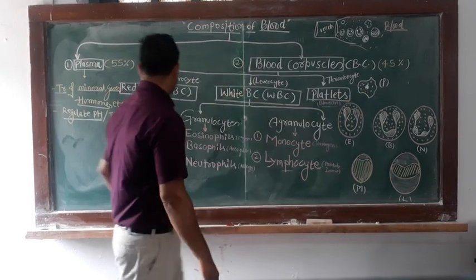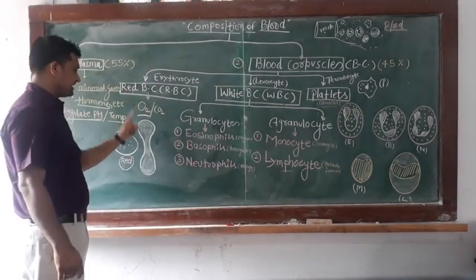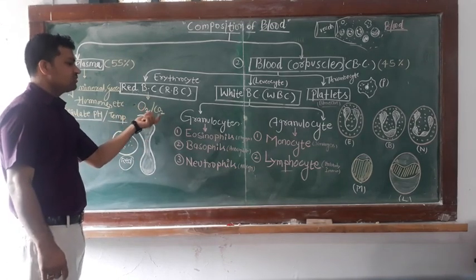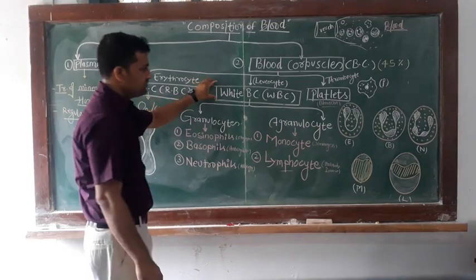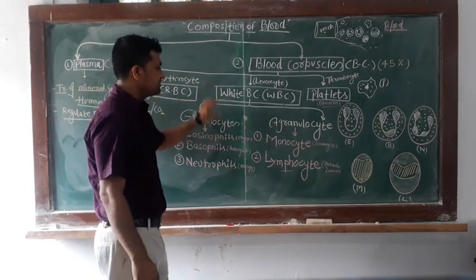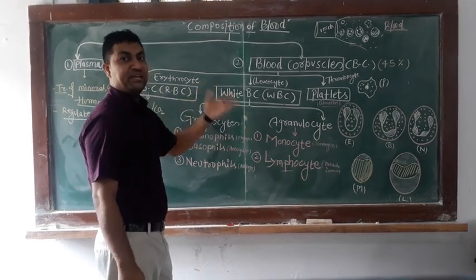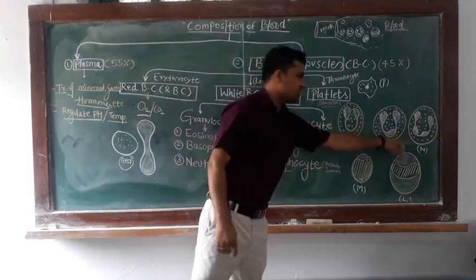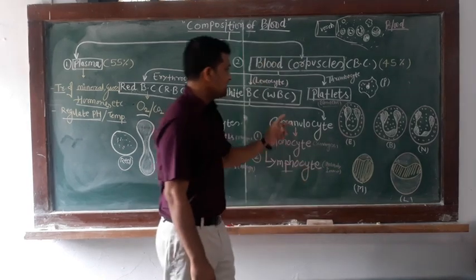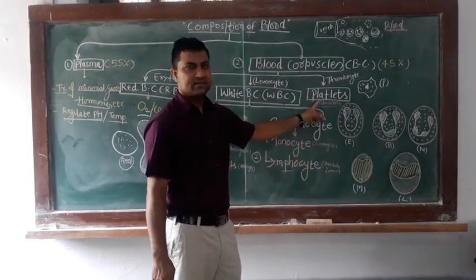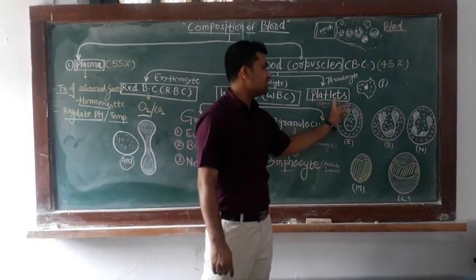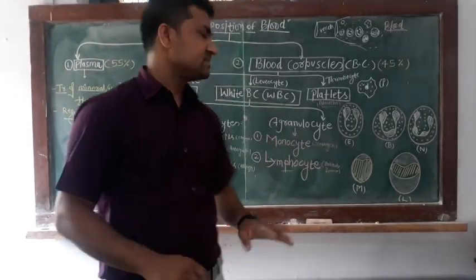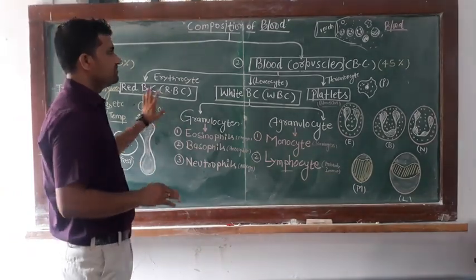So first of all, RBC, that is the structure. Its main function is conduction of oxygen and some amount of carbon dioxide. WBC has five types, and the main function is to provide immunity or a defense mechanism. That is the structure of all five WBCs. Then platelets, whose main function is blood clotting. That is the structure of a platelet. So that is the simple basic function and structure of blood.